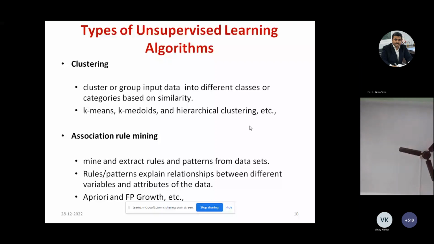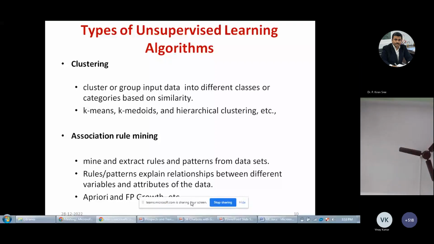The rules explain the relationship between different variables or attributes of the data. The quite normal algorithms under rule mining are Apriori and the frequent pattern growth algorithm. These come under this group, whereas k-means and k-medoid are examples of clustering algorithms.